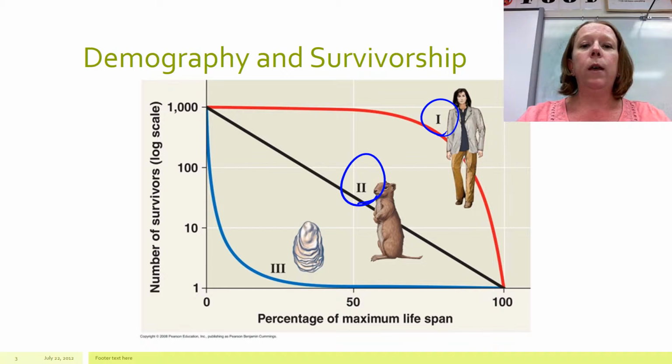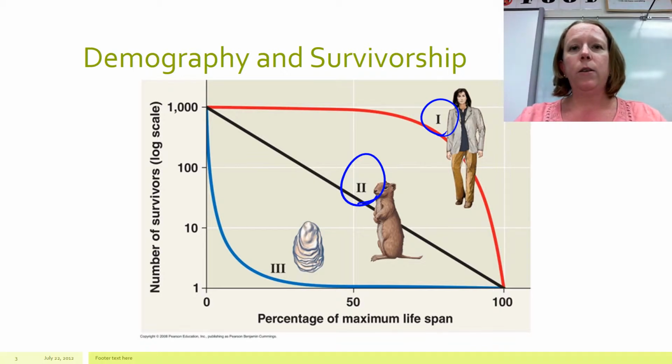Type 2 is a weird one because basically they can die regardless of age. There's no connection to age versus when they die. So they can die at any point in their lifespan. And so we have a little squirrel here that is an example of a type 2 survivorship curve.